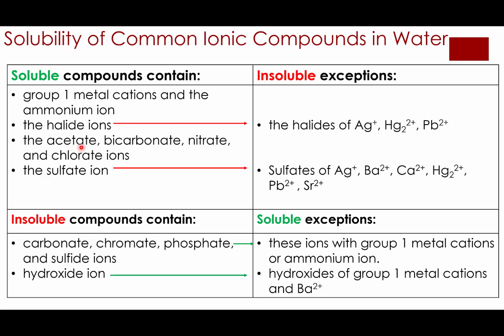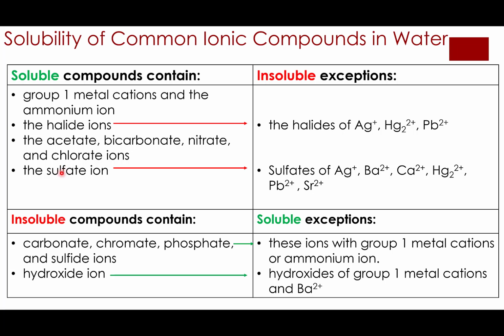Next bullet point, acetate, bicarbonate, nitrate, and chlorate. So these are a collection of polyatomic ions. Any of these polyatomic ions, if they are present in an ionic compound, they will always be soluble. No exceptions to the rule here. So acetate, bicarbonate, nitrate, chlorate, always soluble.